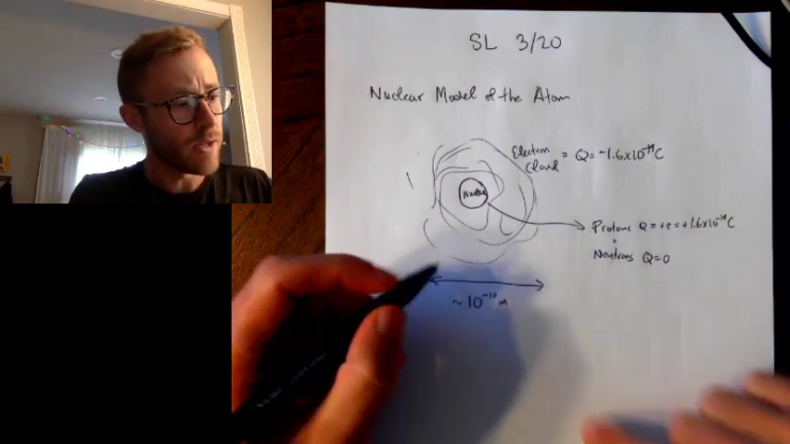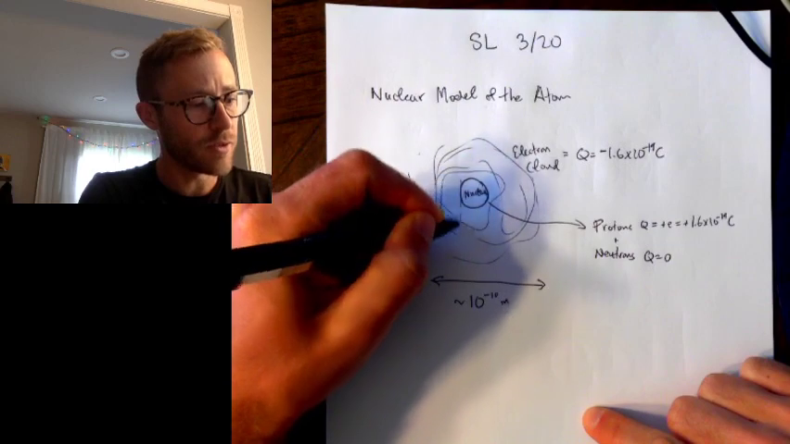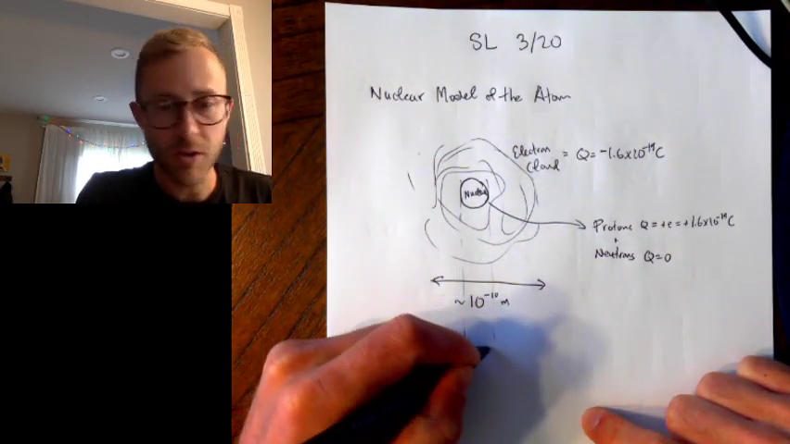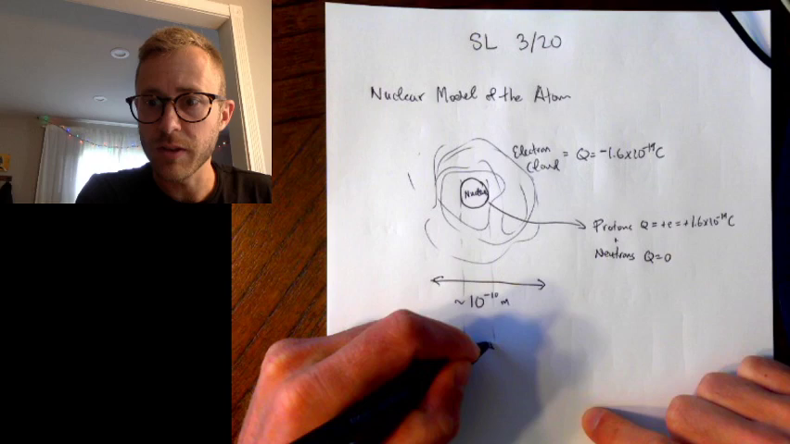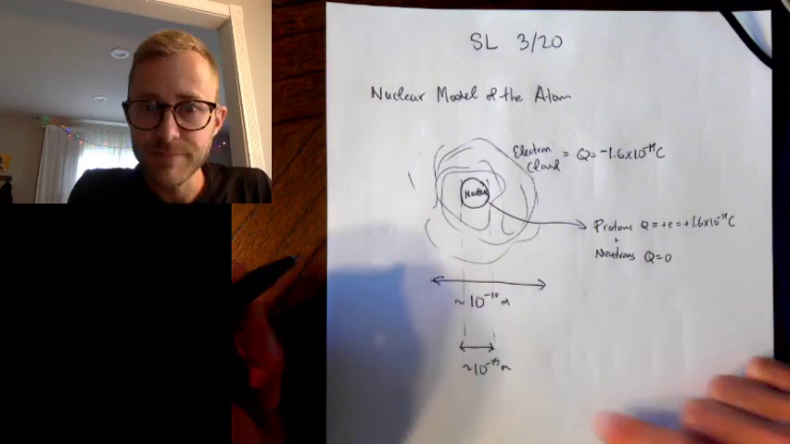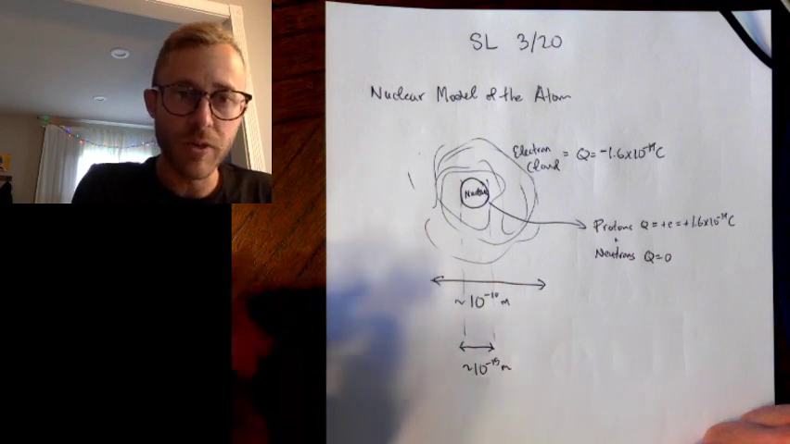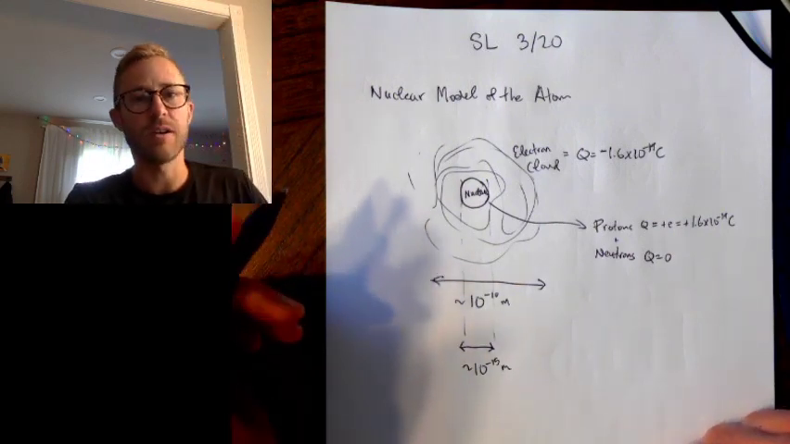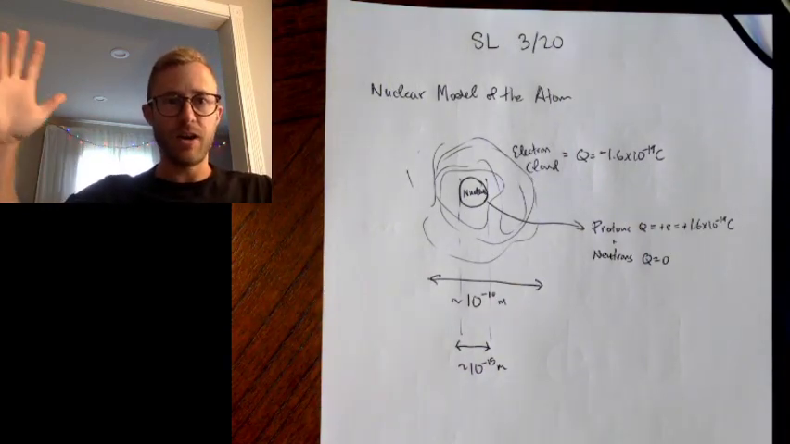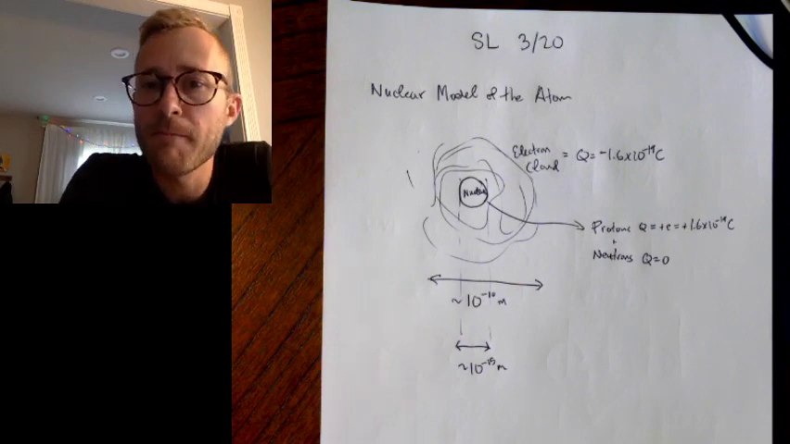Now the nucleus has a size that is much smaller than that. It's about 10 to the minus 15 meters, so that's 1/100,000th the size of the atom itself. So basically you have a really big electron cloud and a really tiny nucleus in the center of that.